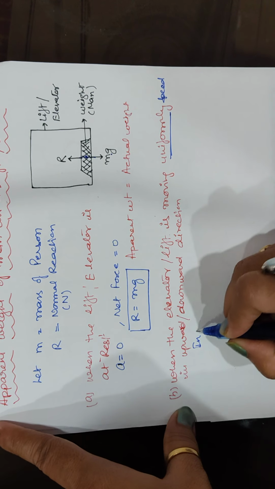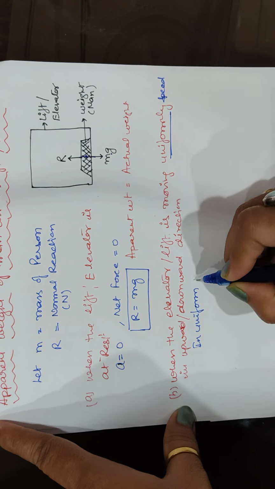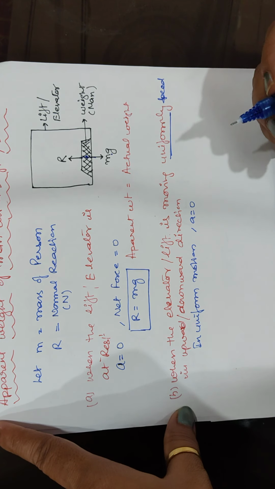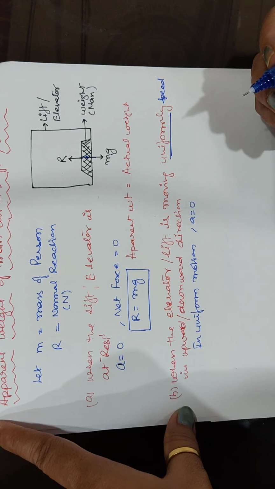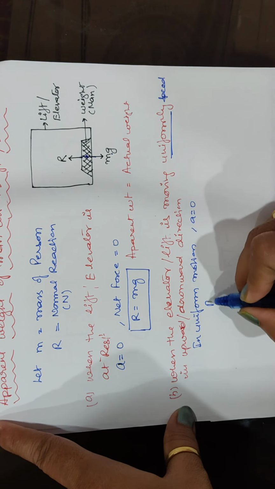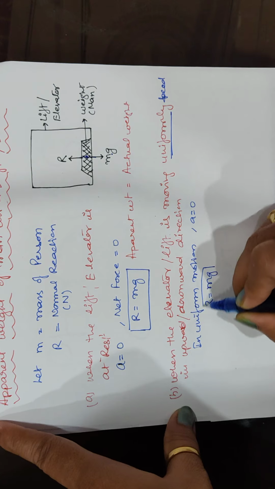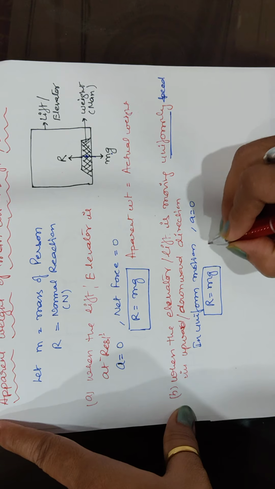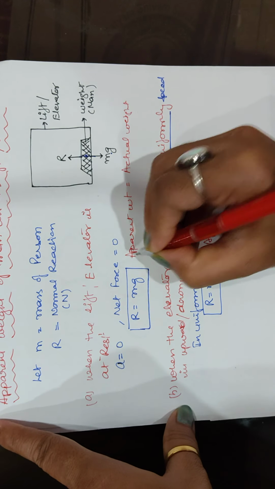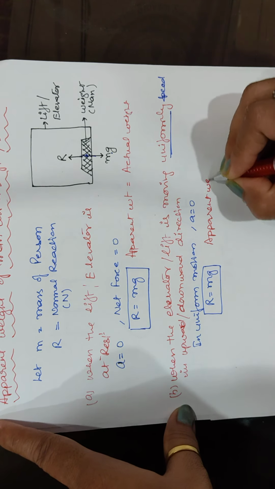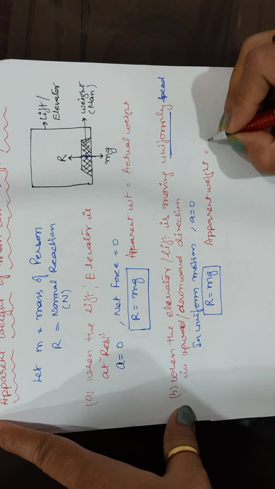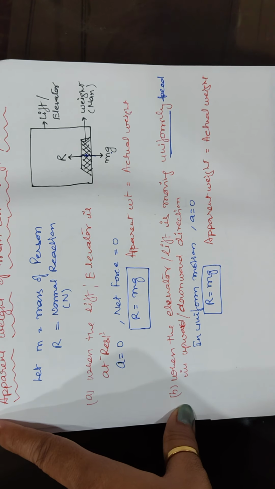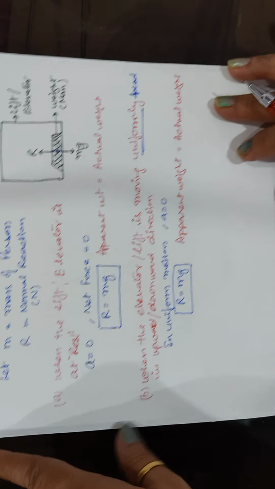So in uniform motion, acceleration is equal to 0, because the lift is moving with uniform speed or velocity. In that case also, R is equal to mg, and at that time also apparent weight is equal to actual weight of a person. Clear?